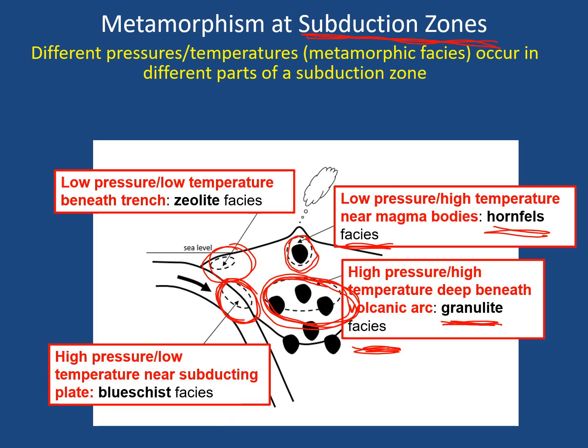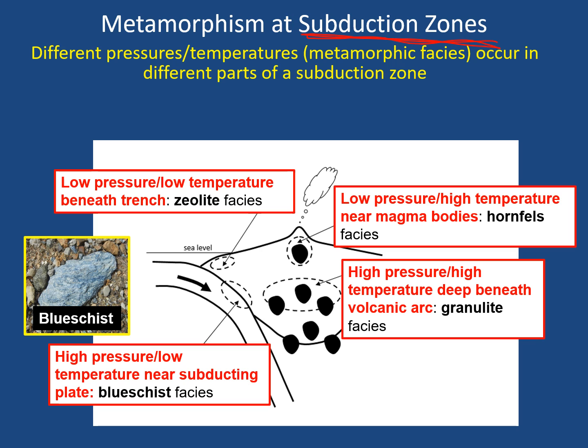So let me get rid of this annotation here and I'll show you examples of the rocks associated with different parts of this subduction zone. So here at high pressure, low temperature, we get a distinctive type of rock actually called blue schist. It's called blue schist because the high pressure, low temperature minerals that have grown in the rock are literally blue.